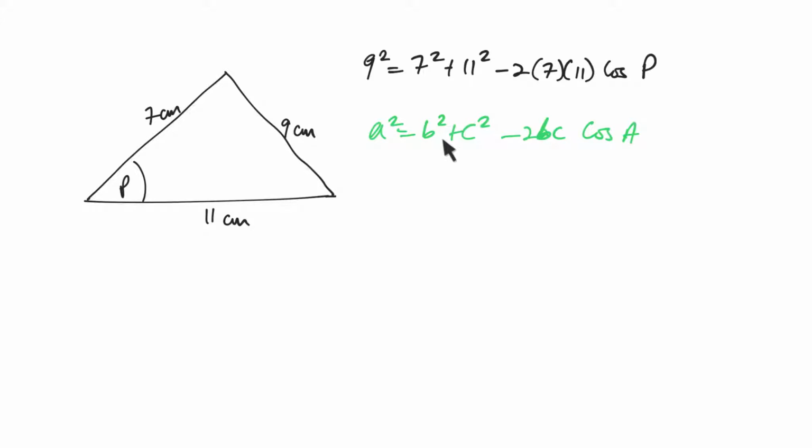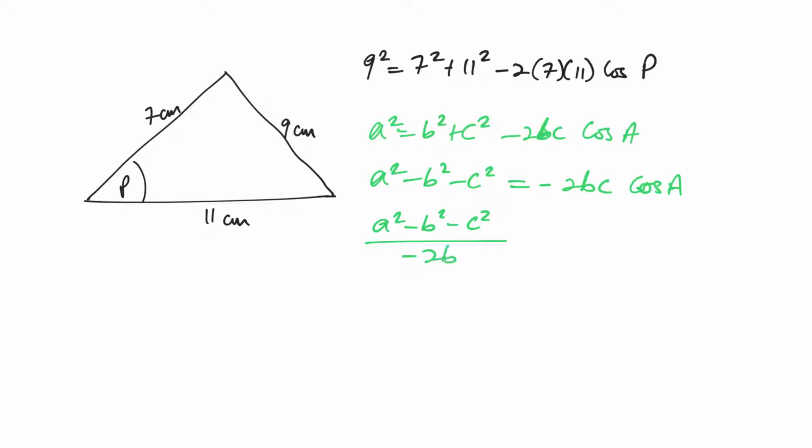I will take these and bring them over first of all. So what I'll end up with is a square minus b square minus c square is equal to minus 2bc cosine A. The next thing I'm going to do is remove this minus 2bc and bring it there. So I'll have to divide, because it's multiplying by cos A. Once I bring that over, what I'll end up with is minus 2bc underneath cosine A.